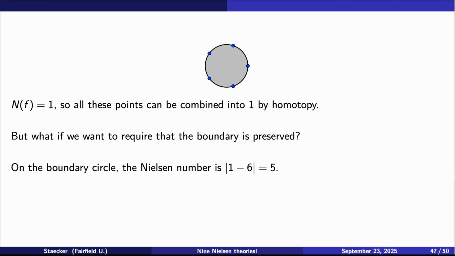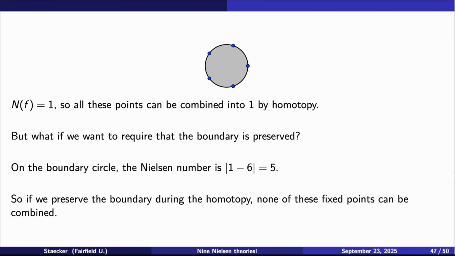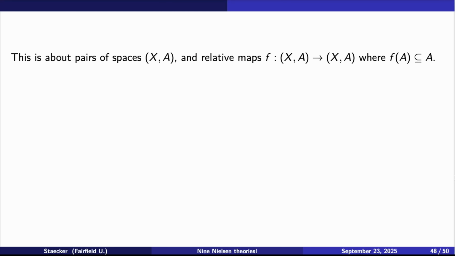On the boundary circle, if I look only on the boundary, the Nielsen number is 5, which is much more than 1, right? So if we preserve the boundary during the homotopy, then actually these 5 points cannot be combined because they have to stay on the boundary. And we know that on the circle, this map has a Nielsen number of 5. All right. So all of this, what I'm saying, is about pairs of spaces, x comma a, and what we call relative maps. So these are maps where f takes x to x, of course, and also the subset a is always mapped into the subset A, all right?